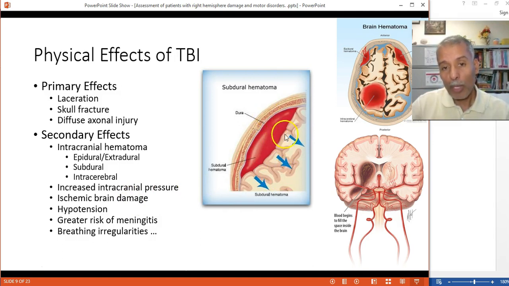When there's a pool of blood, the areas that are supposed to be there are taken over by the blood and are all pushed away from where they should be. And again, that involves shearing of axons, damage of cell bodies, and exposing them to toxicity.